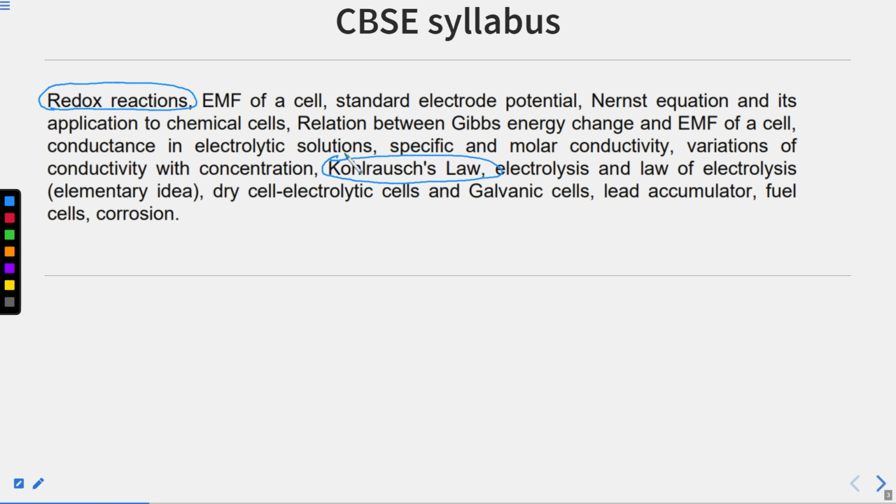Then we move to the next type of electrochemical cell, that is the electrolytic cell, in which electrolysis was carried out and a non-spontaneous redox reaction was driven with the help of current. We have laws of electrolysis governing those, the Faraday's first law and the Faraday's second law of electrolysis. The first law was that the mass of the substance deposited is equal to the electrochemical equivalent multiplied by current multiplied by time.